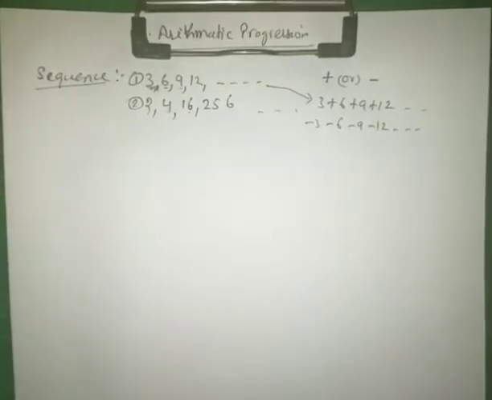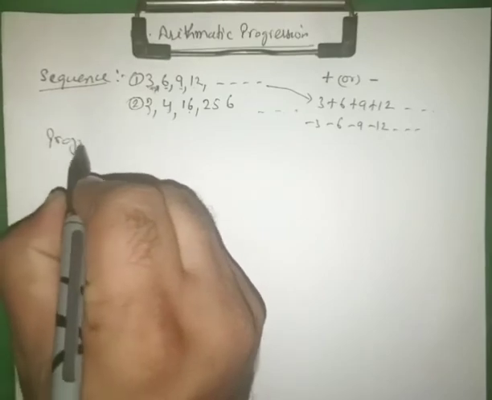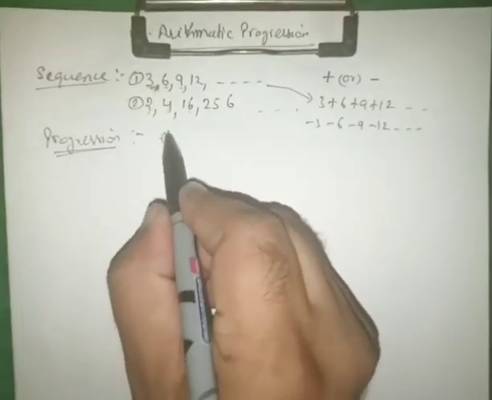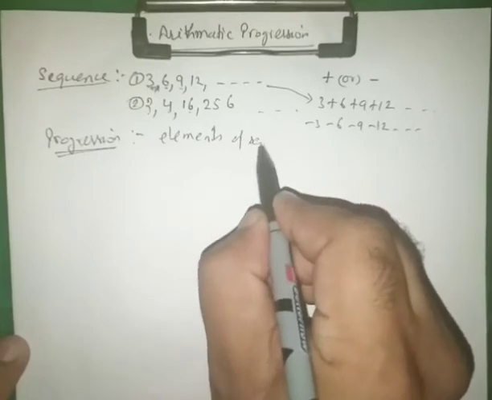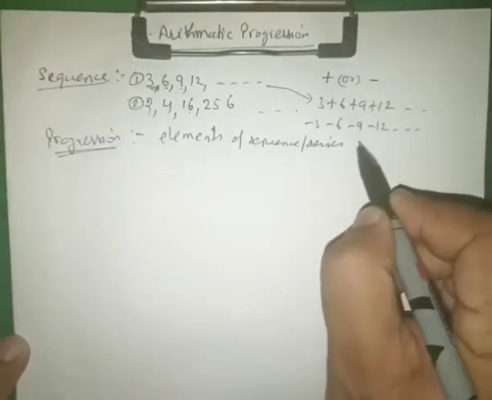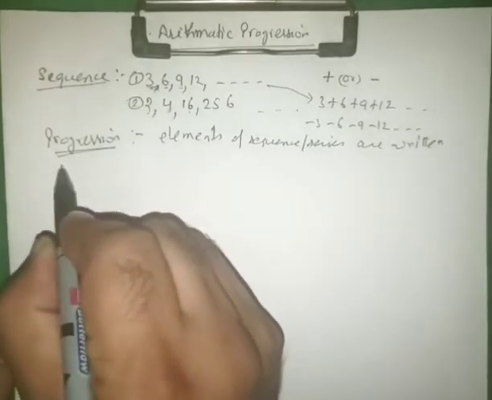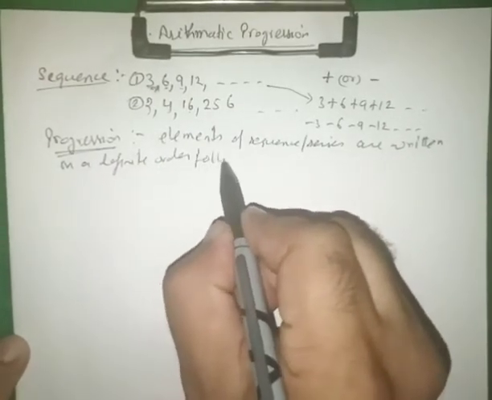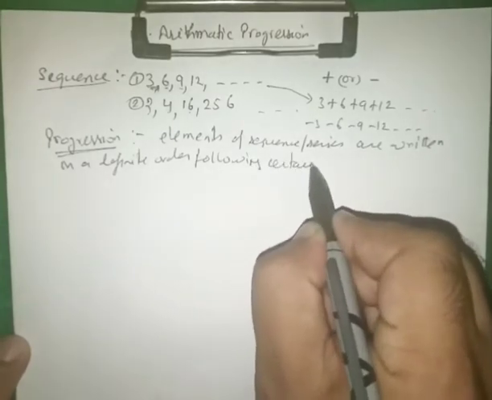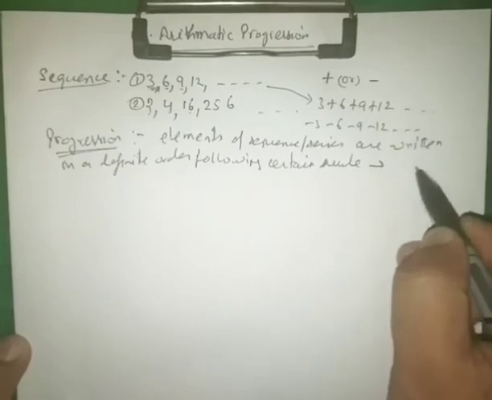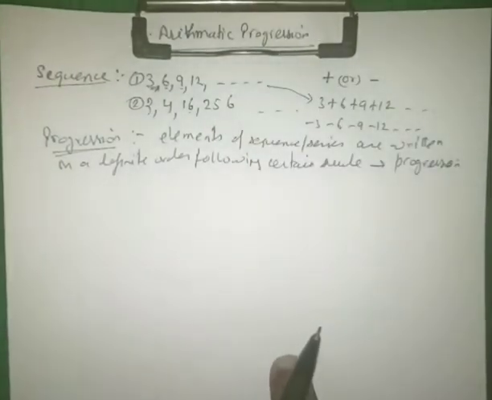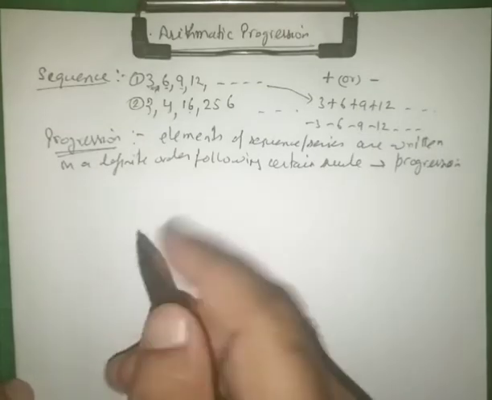Then the same thing is also called a progression. So when the elements of a sequence or series are written in a definite order, following some certain rule, then we get a progression. So progression.